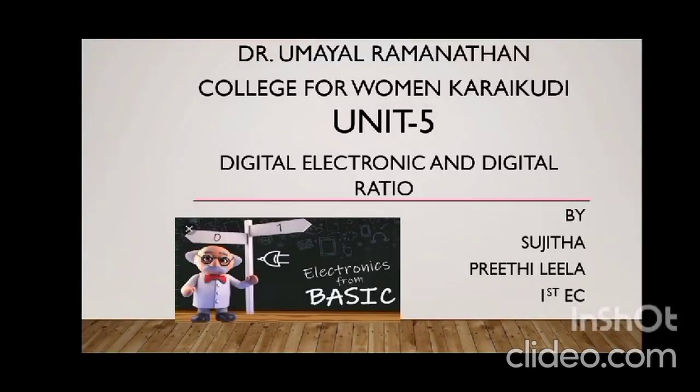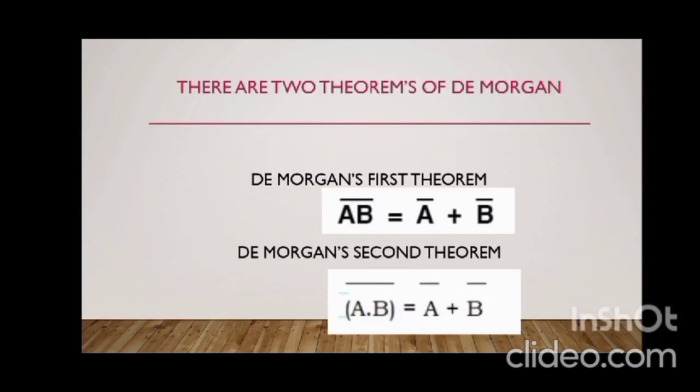Hi friends, I am E. Suchita, First BSc EC. Today's topic is De Morgan's theorem. There are two theorems of De Morgan. De Morgan's first theorem formula: A plus B whole bar equals A bar B bar. De Morgan's second theorem formula: AB whole bar equals A bar plus B bar.